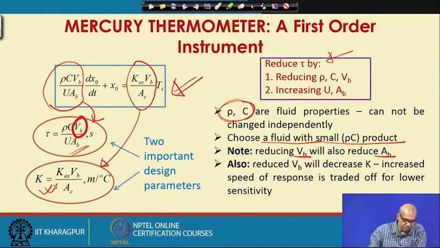Also, if you look at the sensitivity expression, if I reduce the volume of the bulb, the sensitivity will be decreased. So, if I want to lower the time constant, which will give me fast response, by decreasing the volume of the bulb, this also decreases the sensitivity. So, I design a thermometer with a small bulb that will give me the fast response, but it will also decrease the sensitivity of the instrument. So, the increased speed of response is traded off for lower sensitivity.